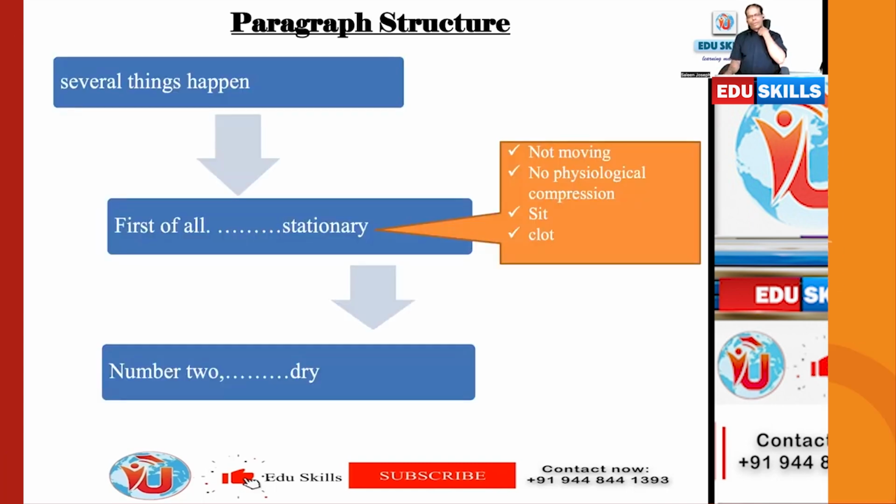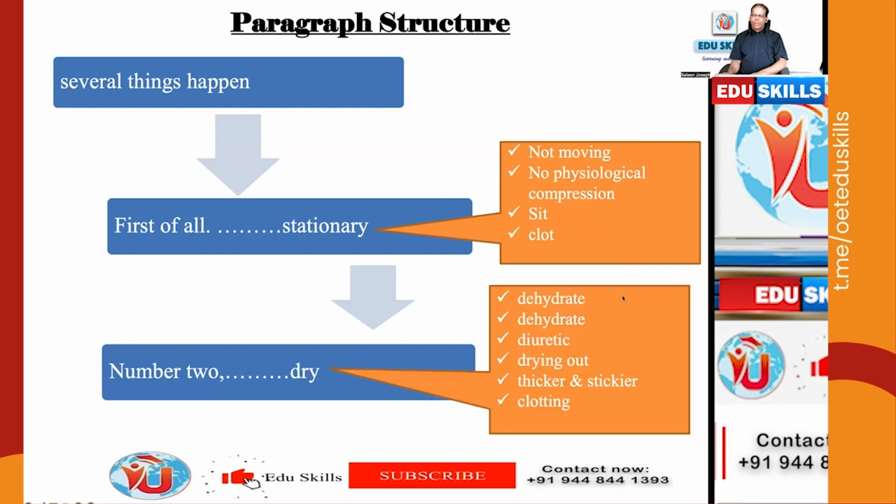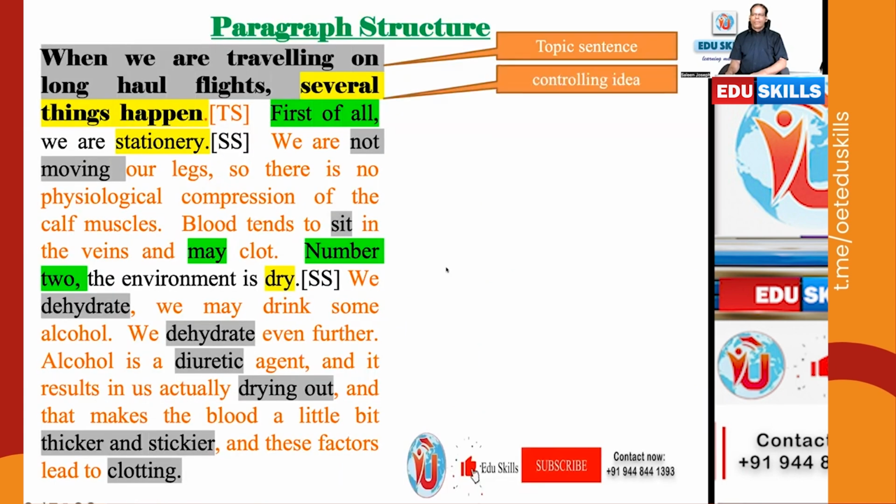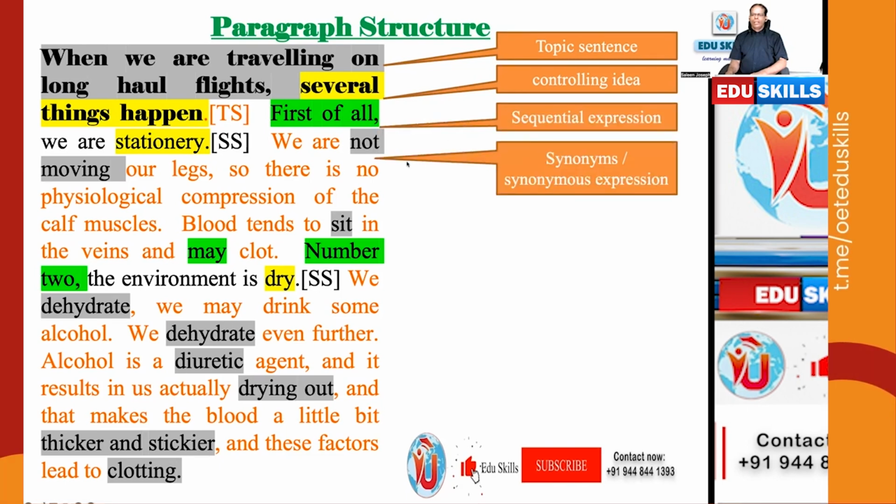Okay, now you see the first one what we have seen. Several things happen was the controlling idea while traveling long in flights. Several things happen. First of all, stationary. The synonyms or synonymous expressions are not moving, no physiological compression, sit, clot. And number two, dry. The synonymous expressions used were dehydrate, diuretic, and drying out, thicker and stickier, clotting. See, now you are asking what is the structure. Now your topic sentence, first sentence, controlling idea. Several things happen. Then sequential expression, first of all, synonyms and synonymous expression like not moving, all those things, no physiological compression, all those things.